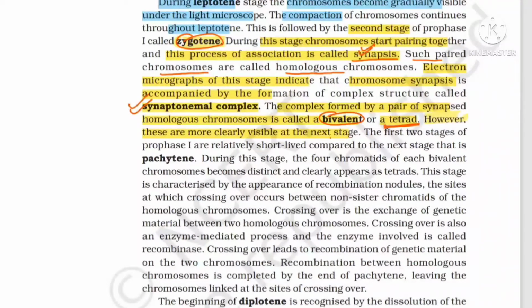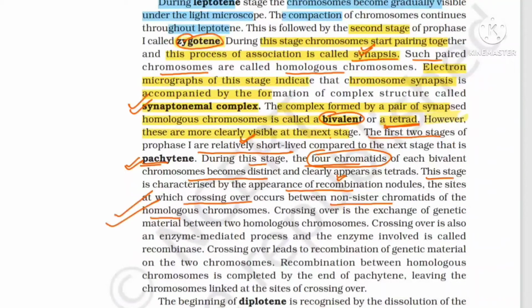That is pachytene stage. Now, the first 2 stages, leptotene and zygotene, are short-lived. Pachytene is longer. It is taking more time. During this stage, 4 chromatids are clearly visible. That is why the tetrad stage is more clearly seen in the pachytene stage. Here you will find recombination nodule. This is the site where crossing over is occurring, but between whom? Between non-sister chromatids of homologous chromosomes.